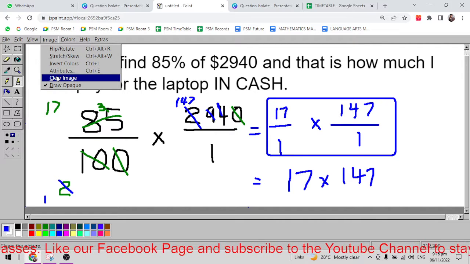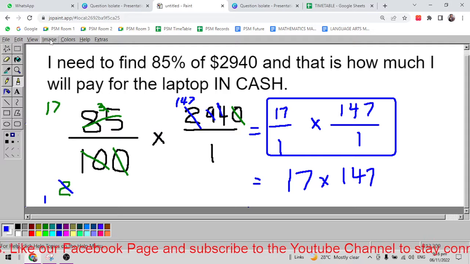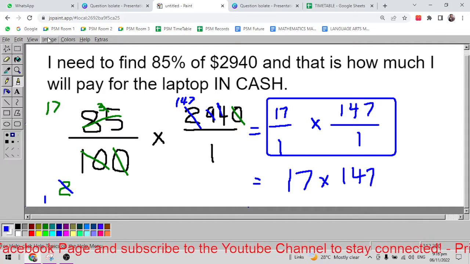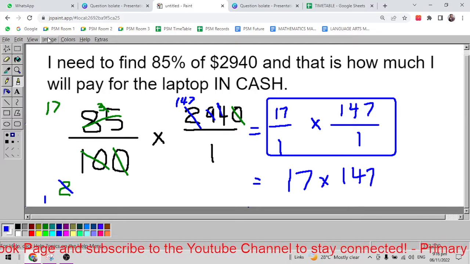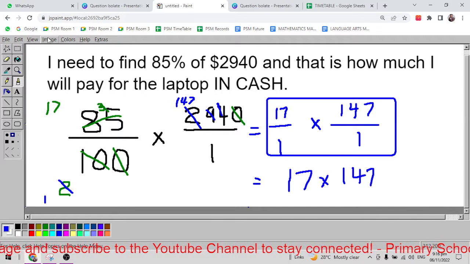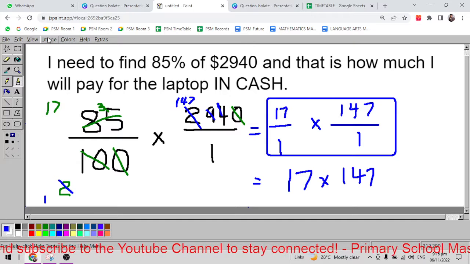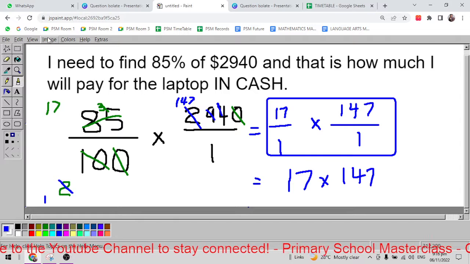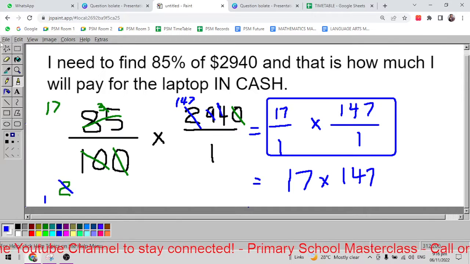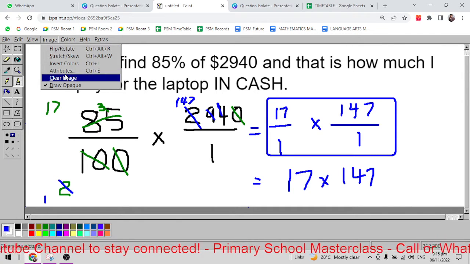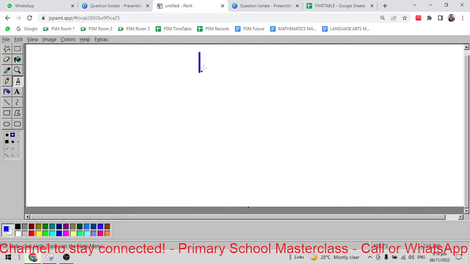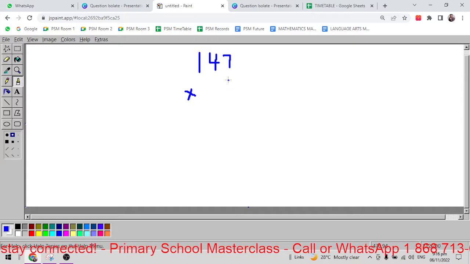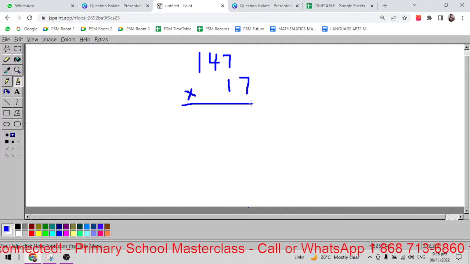And what are we calculating? We're calculating how much we would pay if we had to pay for the laptop with the 15% discount. In other words, we are finding 85% of 2940 here. This is how much we would pay for the laptop if we walked in and paid in cash. Let's go. We have to do a long multiplication. So it was 147 multiplied by 17.